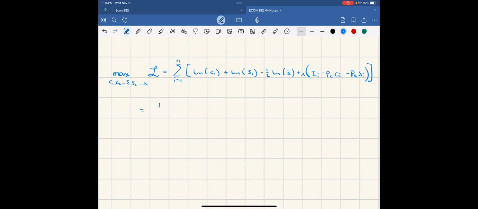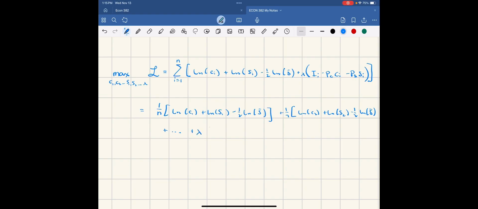This is equal to 1 over n times log of C1 plus log of S1 minus 1/2 log of S bar, plus 1 over n times log of C2 plus log of S2 minus 1/2 log of S bar plus, and we keep going there.